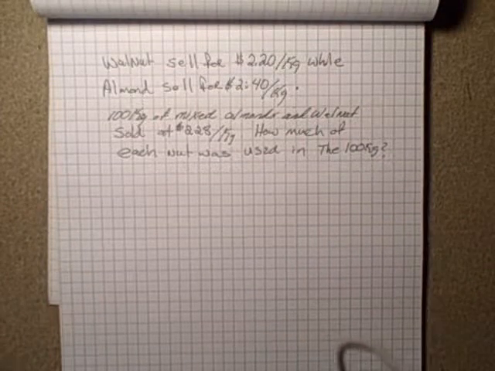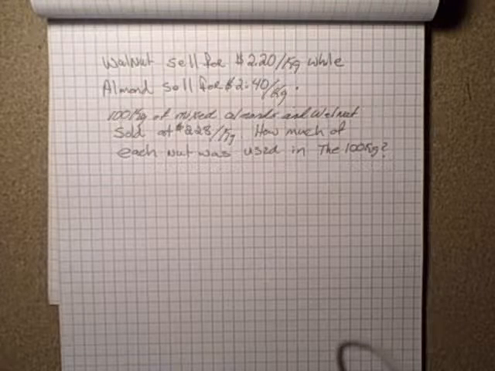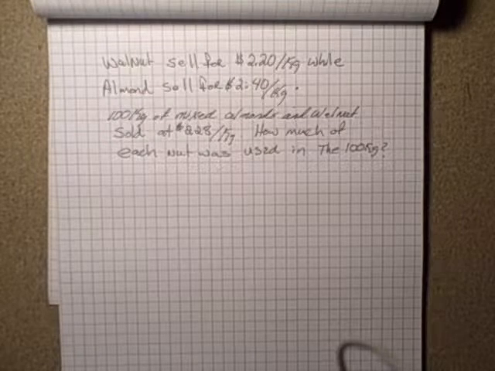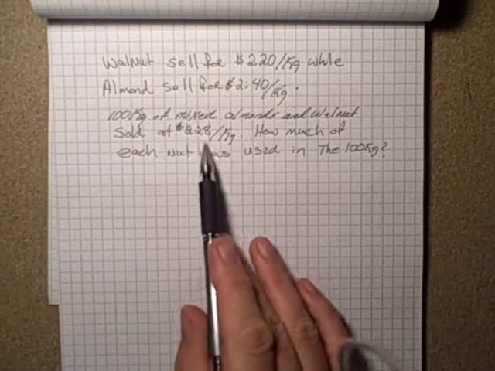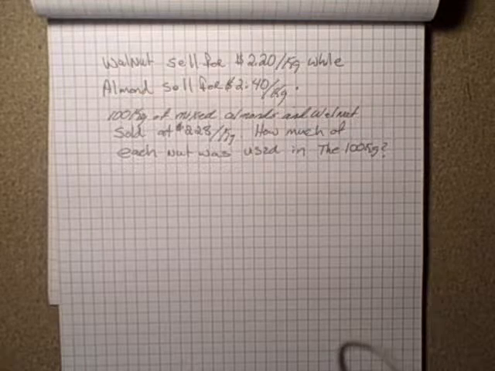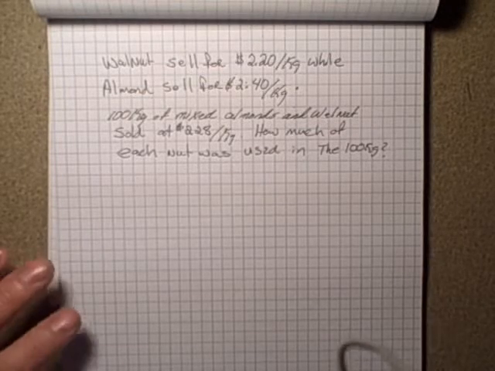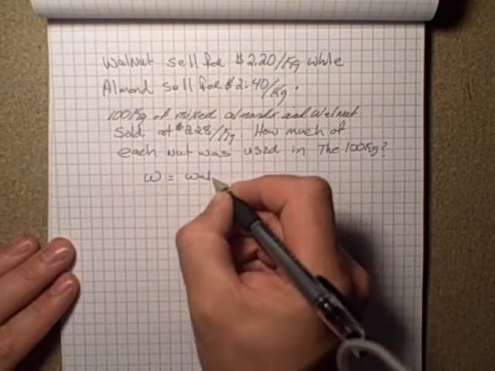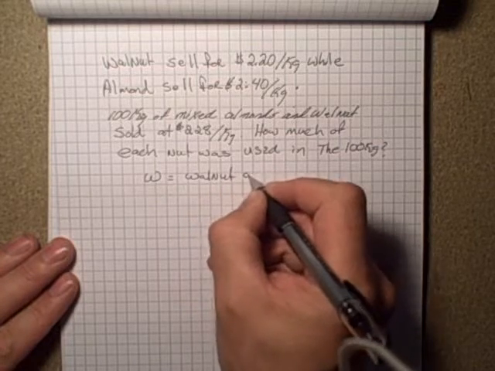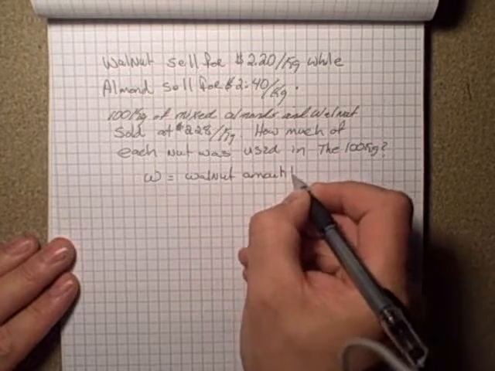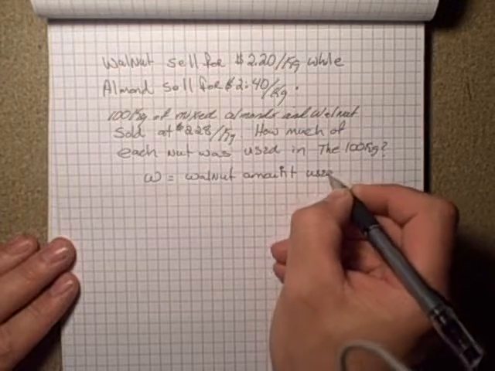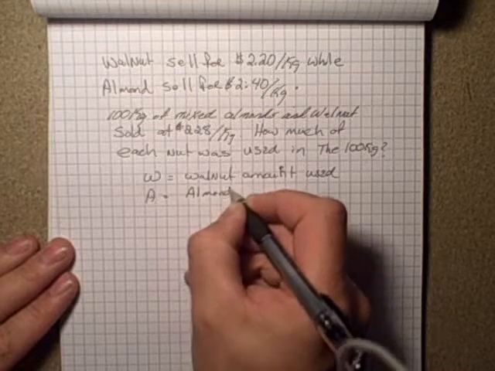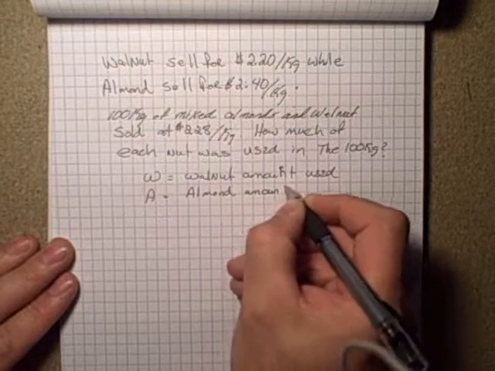Okay, so in this case, we're mixing two different priced nuts and combining them into a mixed priced nut. So what we have to do is come up with our variables first. That's fairly simple. I'm going to say W equals walnut amount sold, or used, I guess. And let's say A is equal to the almond used.